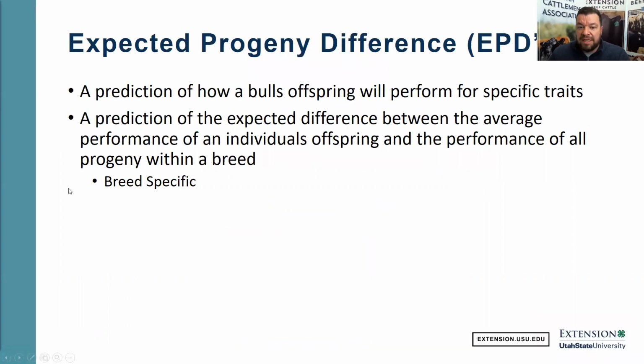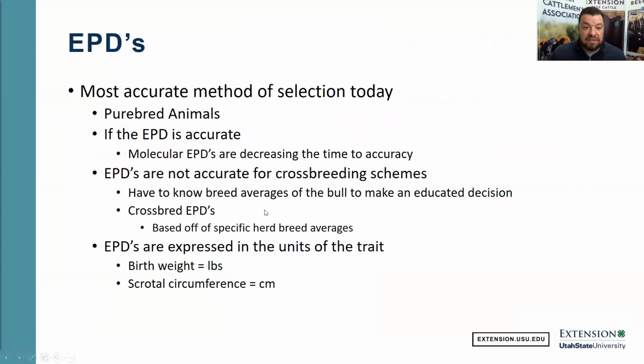Now, what is an EPD? Basically, an EPD is a prediction of how a bull's offspring will perform for specific traits. The real definition is how that bull's offspring are going to perform relative to that breed's average for those specific traits. So these are breed specific. Basically, this is a prediction of how that bull's calf is going to perform relative to that specific breed's averages for those traits. Now, this is our most accurate method of selection today. This is generated on purebred animals. Our seed stock producers are the ones really generating these numbers for us in collaboration with the breed associations.